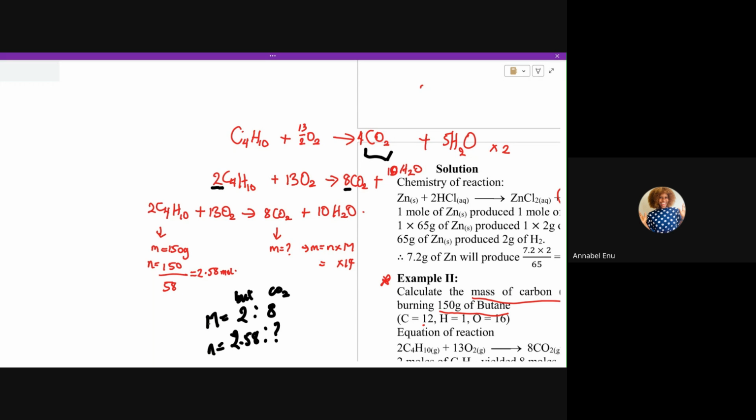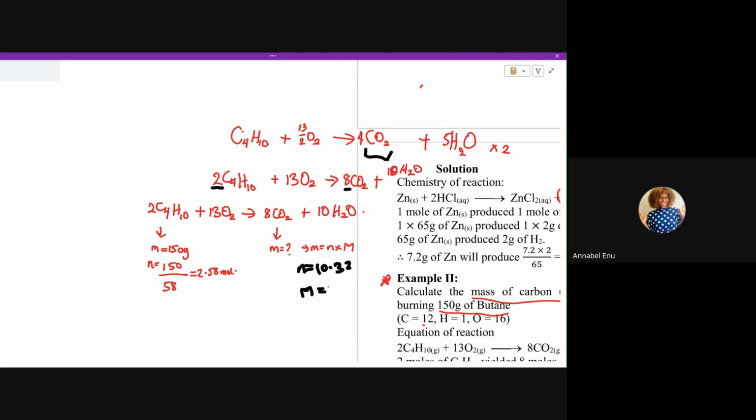No one knows. All right, we're going to cross multiply. If we cross multiply, we would have 8 times 2.58 divided by 2. So this will give us 10.32. So the number of mole of our carbon dioxide is 10.32.